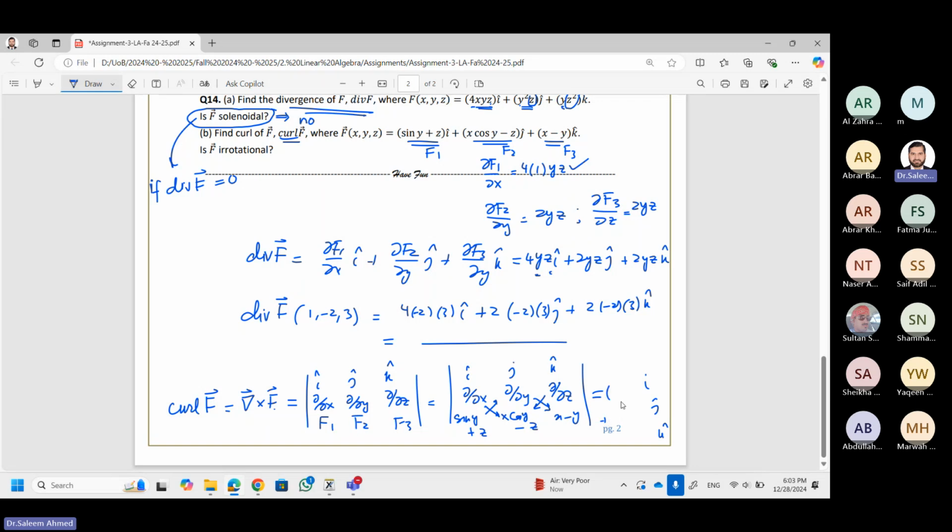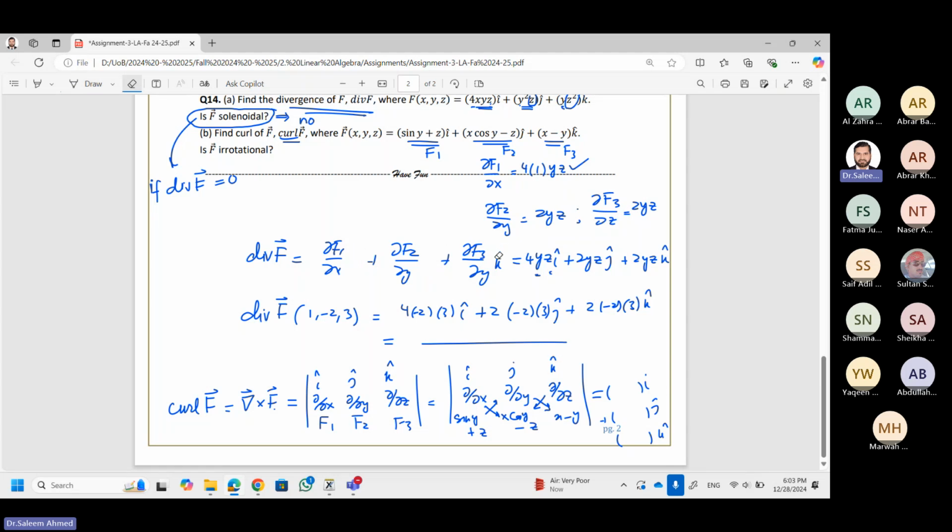So curl will be a vector. Divergence is a scalar. I think I should not write ijk here. Why did I write ijk? Divergence is a scalar, so there is no ijk, right? It's better that I showed that, otherwise you must be confused here. So it is just a scalar, because divergence is partial f1 by x plus f2 by y and f3 by z. There is no ijk.